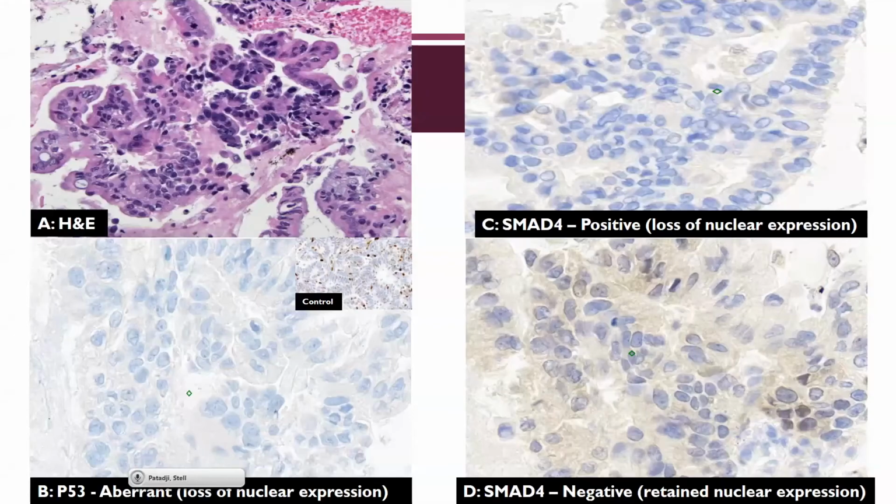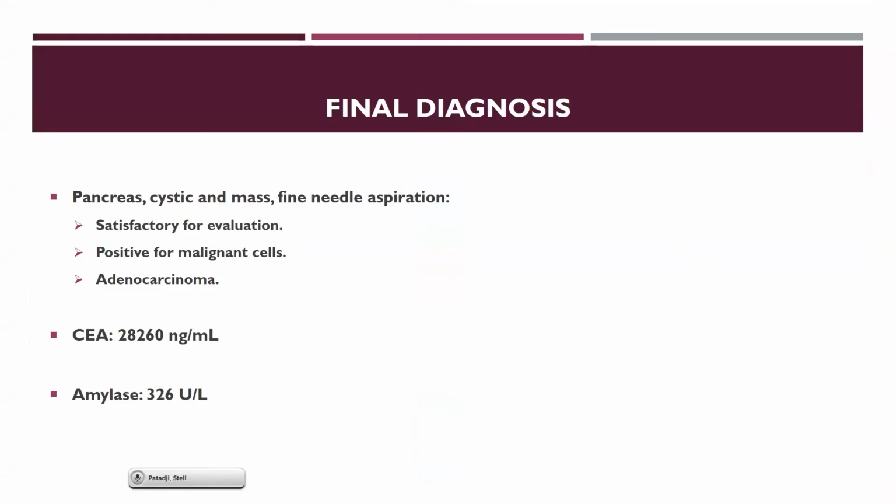On the cell block, P53 and SMAD4 were aberrant, suggestive of mutation in those genes. These findings were positive for malignant cells and consistent with invasive adenocarcinoma. The CEA was highly elevated compared to the amylase level.